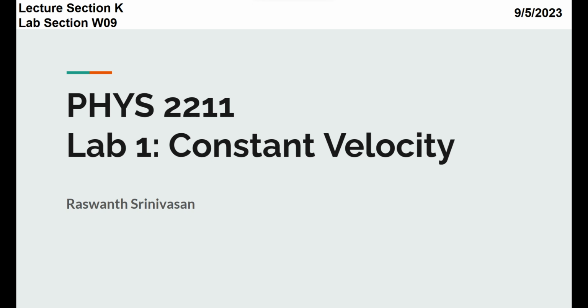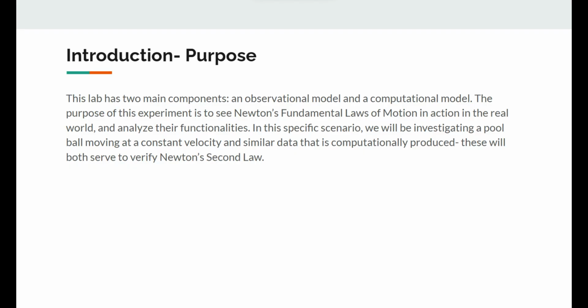Hi, my name is Raswanth Srinivasan, and this is my video lab report for Physics 2211. This is lab number 1, constant velocity, and this lab will be analyzing the constant velocity of a rolling pool ball. Various data points such as position and time were taken into account and then further analyzed. This lab has two main components, an observational model and a computational model.